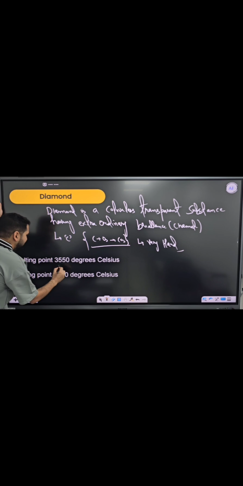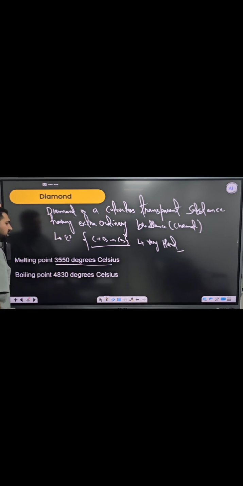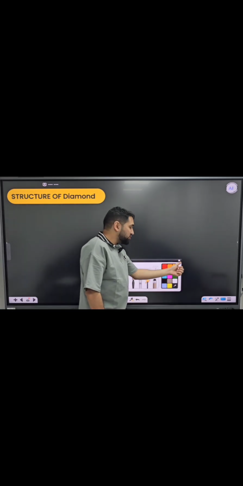What's the melting point of diamond? Just remember the data, 3550 degrees Celsius. And what's the boiling point of diamond? It's 4830 degrees Celsius. So this is how actually you will be defining diamond. Clear? Now guys, how does diamond look? What is the structure of diamond? This is one important topic.